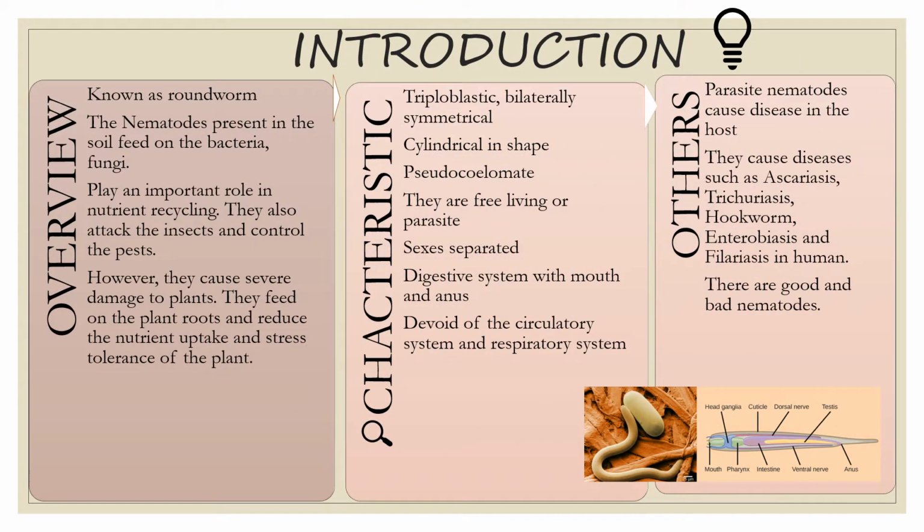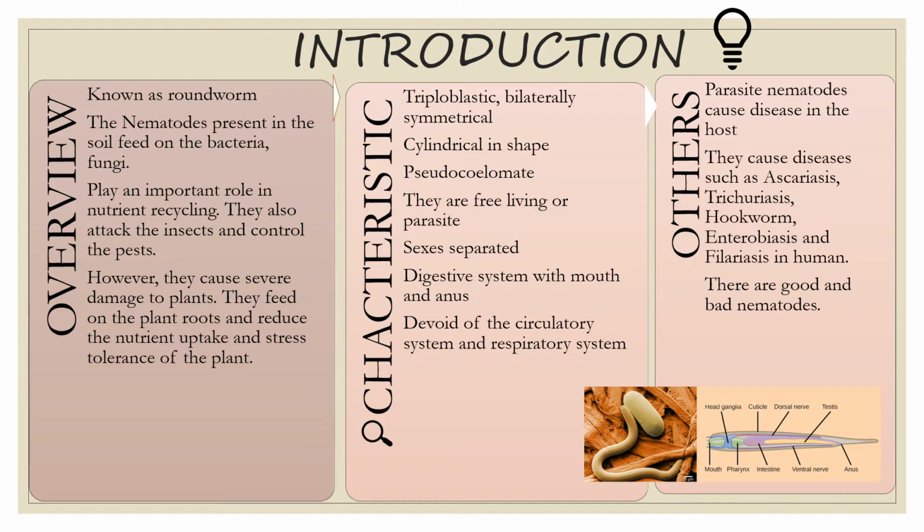First and foremost, I would like to introduce to you what is the Phylum Nematoda. For the overview, it is known as roundworm and is present in the soil, feeding on bacteria and fungi. It also plays an important role in nutrient recycling and attacks insects and controls pests. However, they cause severe damage to plants. They feed on the plant roots and reduce the nutrient uptake and stress tolerance of the plant.